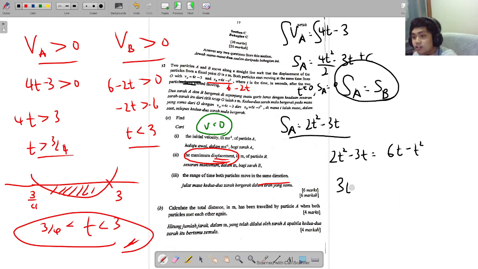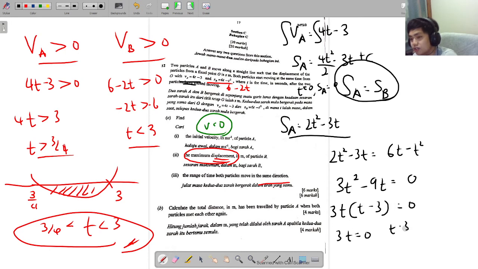So I'm going to arrange this: 3t squared minus 9t is equal to 0. From here, I'm going to solve for t. So I have 3t equals 0 and t minus 3 equals 0. So t is 0 and t is 3.